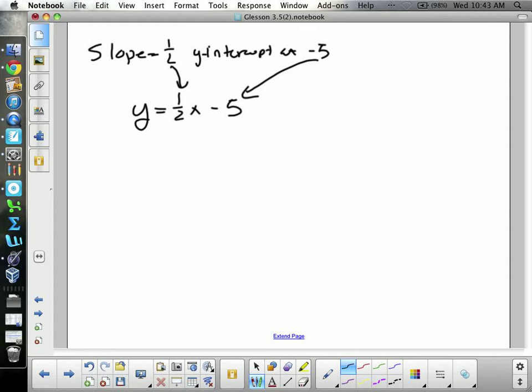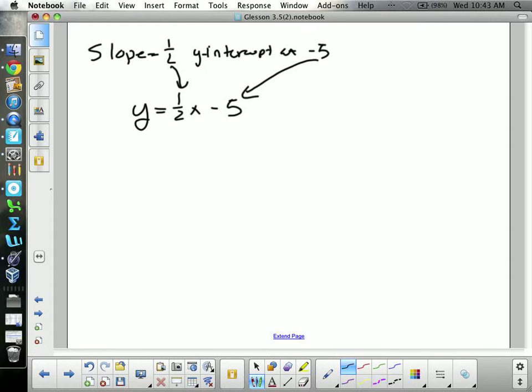Because they gave us a slope and the intercept, all we had to do is plug those numbers in. We didn't have to calculate anything. We didn't have to do any algebra at all. If you're given the slope and the intercept, that's like a freebie.